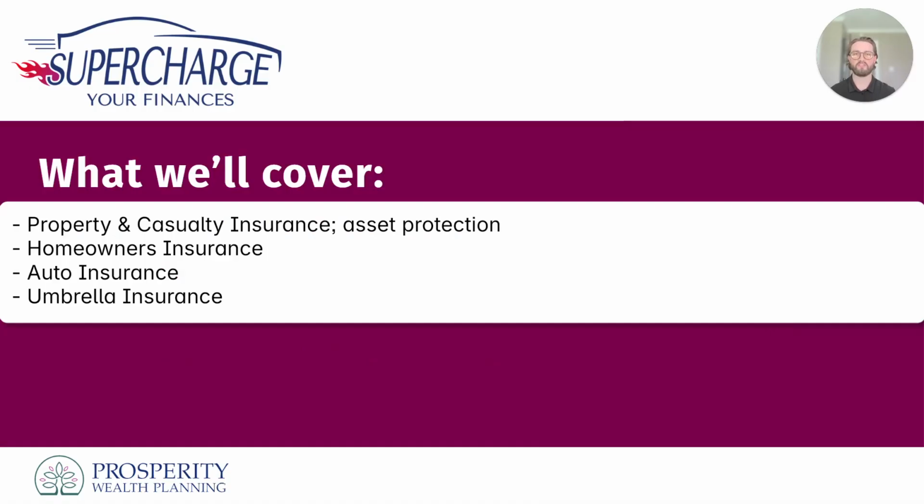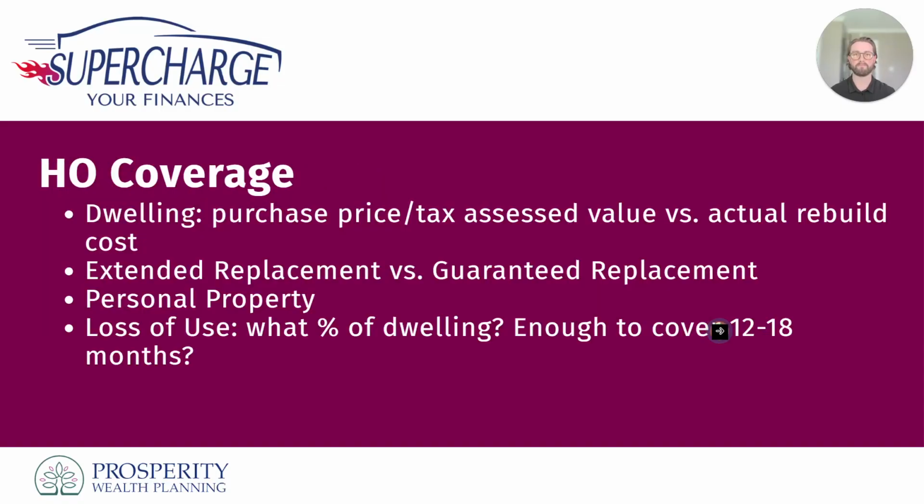So here's the agenda for today. What we'll be covering are, again, the basics of property and casualty insurance. The way I want you to think about property and casualty insurance is an asset protection tool. That is really what it's designed for, and you'll find out more about that here in just a minute. We'll cover homeowners insurance, we'll cover auto insurance, we'll talk a little bit about umbrella, and we'll show you a tool that we use to help our clients better understand their property and casualty coverage.